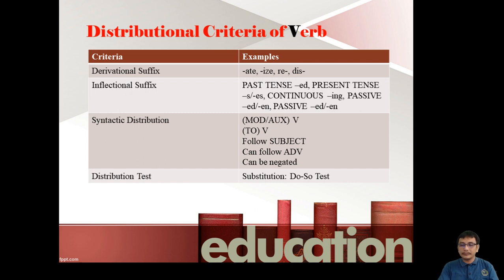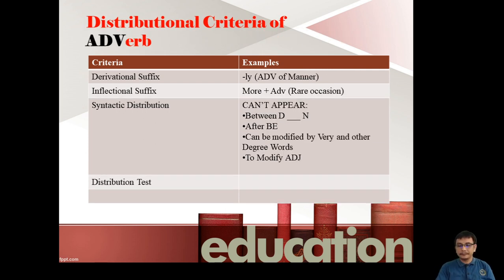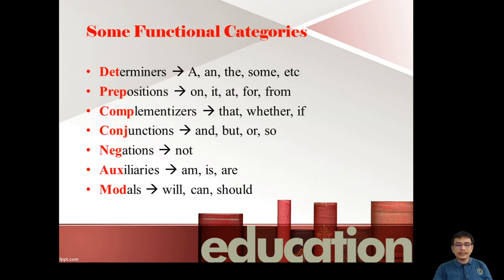Okay, and then this is the distributional criteria of a verb. I'm going to put this into my presentation slides later for you to learn. This is the adjective. This is the adverb. Okay, so we have some criteria.